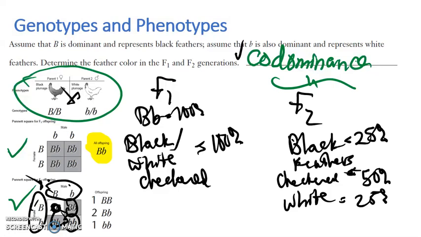So unlike incomplete dominance, where we see intermediates, the gray being formed at 50%, we see checkered chickens being formed because they are codominant, meaning neither of them is dominant or recessive.